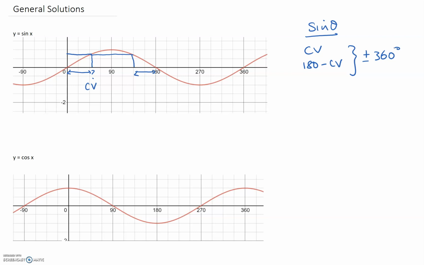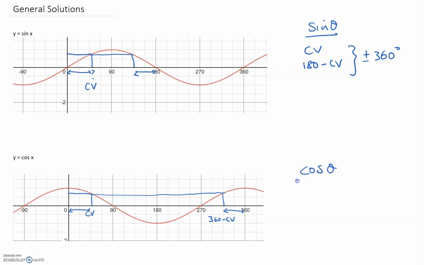Similar thing happens for cos. So say I put an inverse cos of a value, it hits the curve. That's my calculator value. Because of the shift of the cos graph, the next solution is somewhere down here. And again, that is the same distance away now from 360 as the calculator value is from 0. So to find that value, I'll do 360 minus the calculator value.